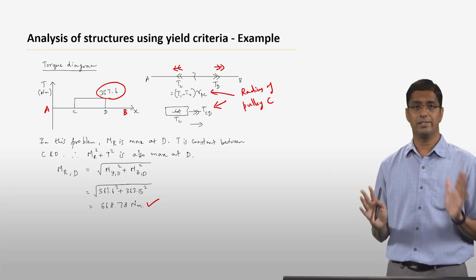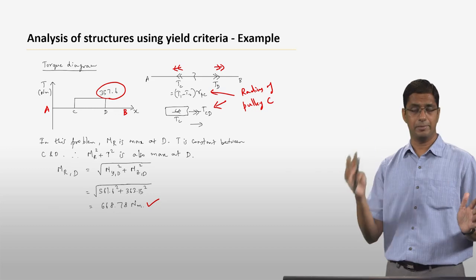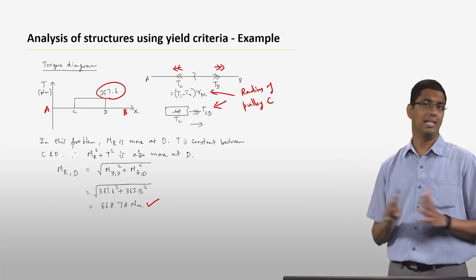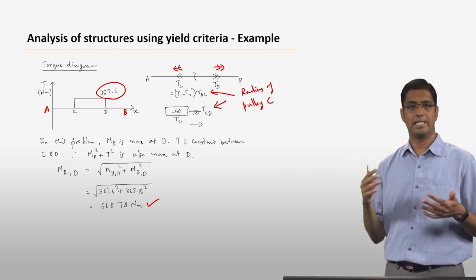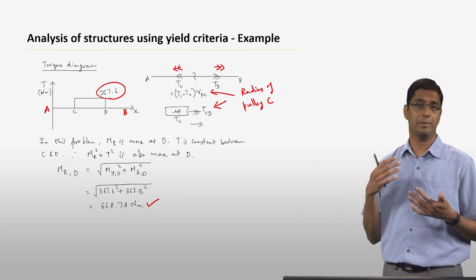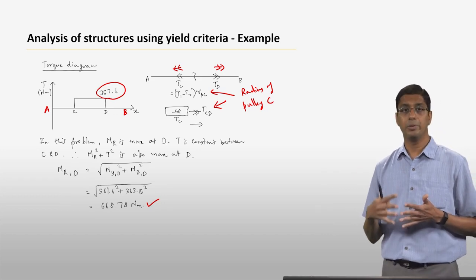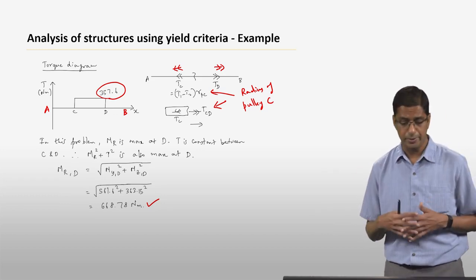So this is where we would stop earlier. We would find out the maximum resultant moment, the maximum torque, and then use the formula sigma is Mc over I and tau is Tc over J to find out the maximum normal stress and shear stress in the cross section. But now we have to go a little further. And that is what we are going to see next.